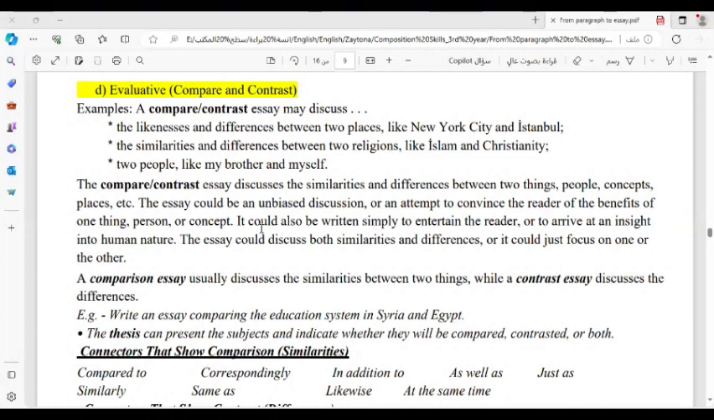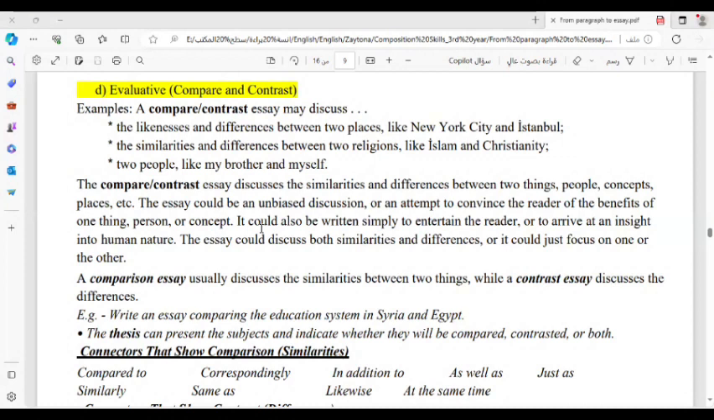Okay, thank you, Ahmed. So the evaluative essay, or we can call it compare and contrast. When we say compare and contrast essay, it will focus on the similarities and differences. When I say compare essay, it deals only with similarities. When we say contrast essay, it means that it will deal only with the differences, without any similarities.